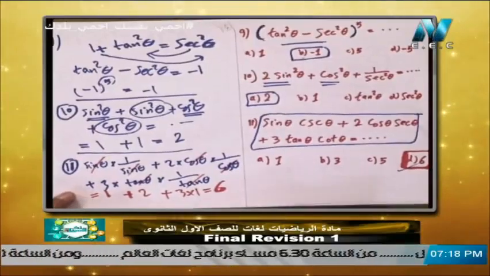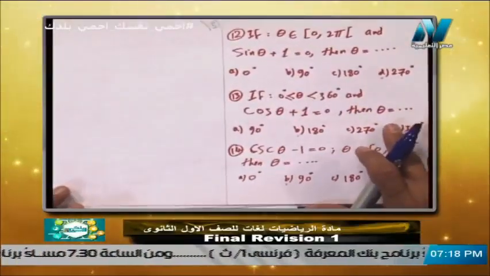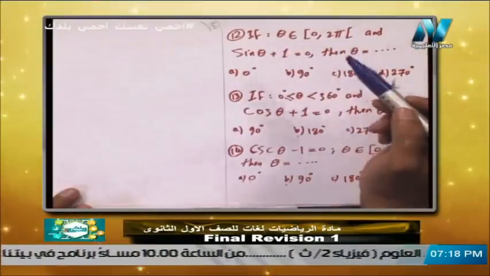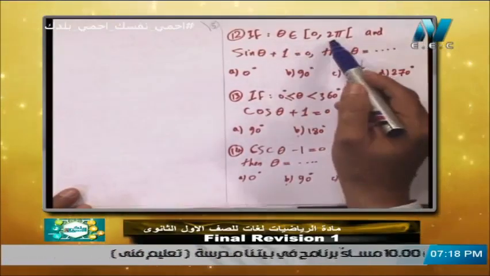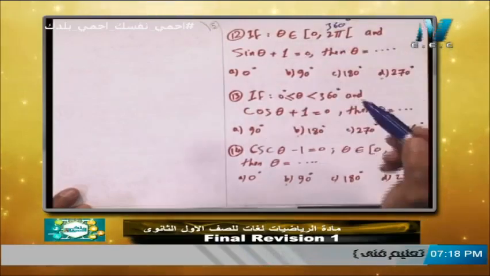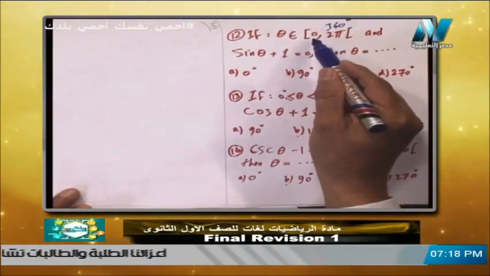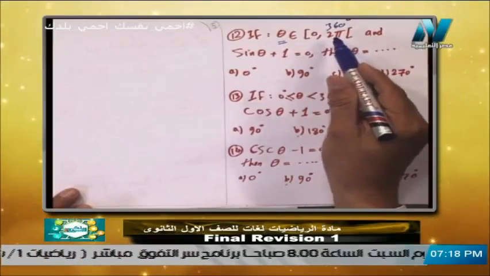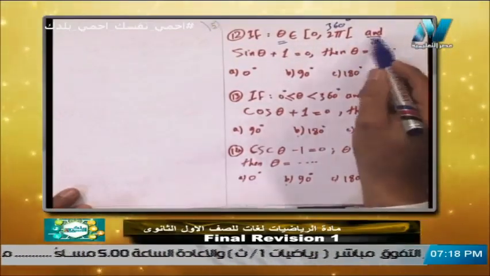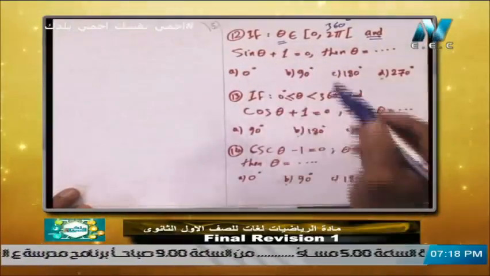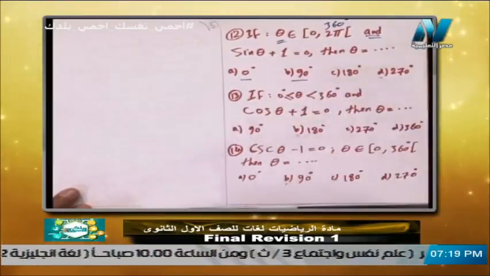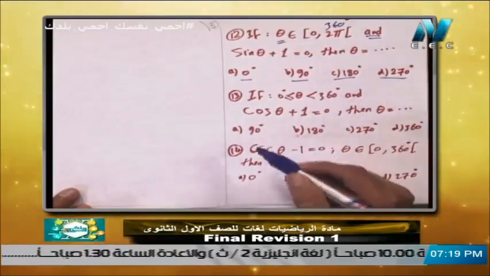We have also questions number 12, 13, and 14. We have here question number 12. It says that if theta belongs to [0, 2 pi), where 2 pi means 360 degrees, and this is closed at 0, so theta may equal 0 but not 360. It goes from 0 to just before 360. And we have this equation, sine theta plus 1 equals 0. Then theta equals what? Is it 0 degrees, 90 degrees, 180 degrees, or 270 degrees?